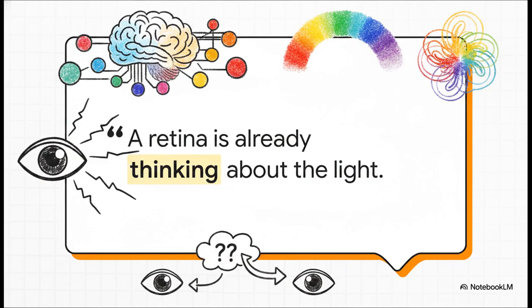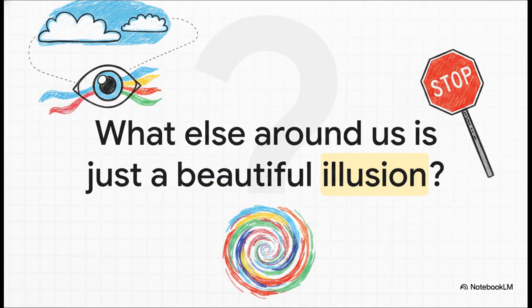Honestly, it's just incredible. A purely physical photon hits your eye, but the actual psychological sensation of color is built entirely by this quiet, totally unconscious processing. Which leaves us with this final, genuinely mind-bending thought. If our eyes are actively constructing the very reality of color before the signal even reaches our conscious brains, what else around us is just a beautiful illusion?